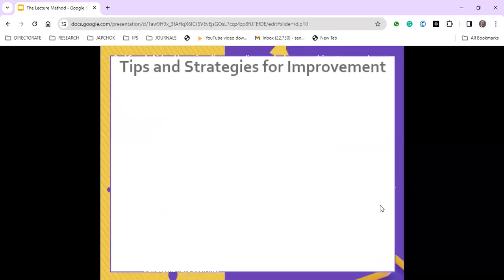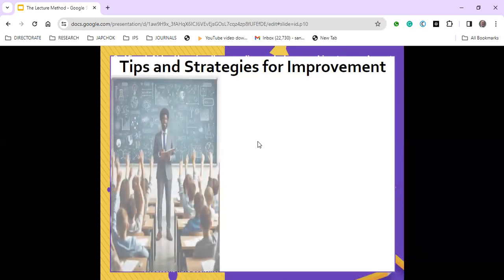Now let's take a look at tips and strategies for improvement. Knowing fully well that the lecture method has its own inherent strengths and weaknesses, how can we improve on the weaknesses? Know again that the weaknesses include not catering for students of varied learning styles, being teacher-centered, and not allowing interaction among the learners. So what can we do?